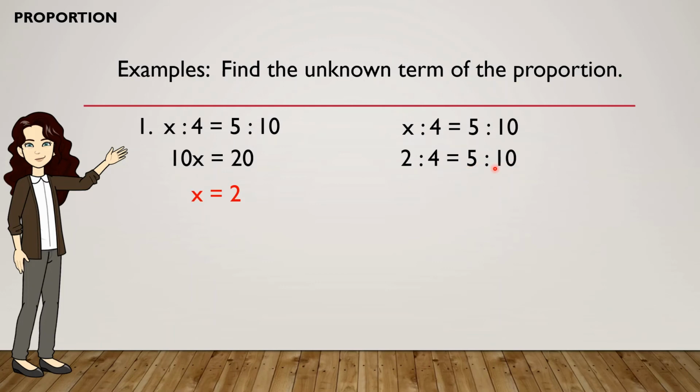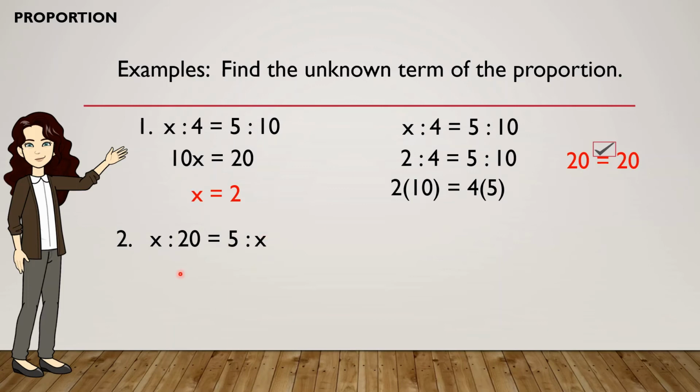The principle of the proportion is that the product of the means is equal to the product of the extremes. So, we need to multiply to see if this is equal. If so, your answer is correct. 2 times 10 is the extreme, and the means are 4 times 5. So, 2 times 10 is 20, which is equal to 20. Check. So, our answer of 2 is correct.